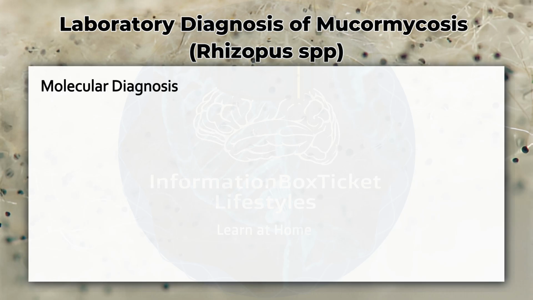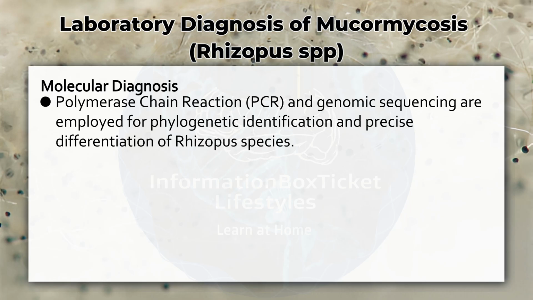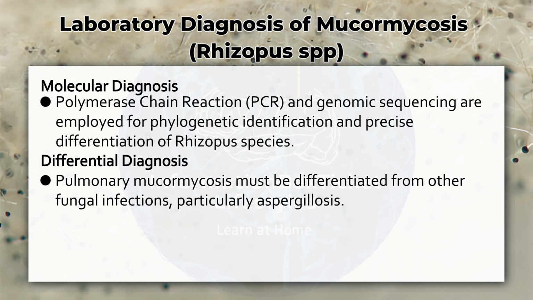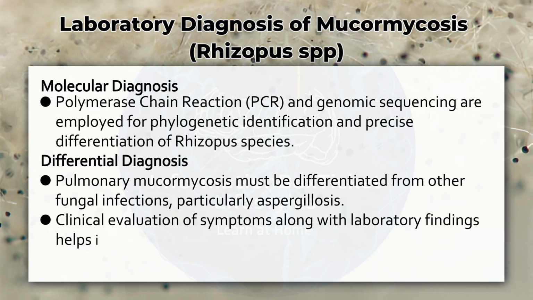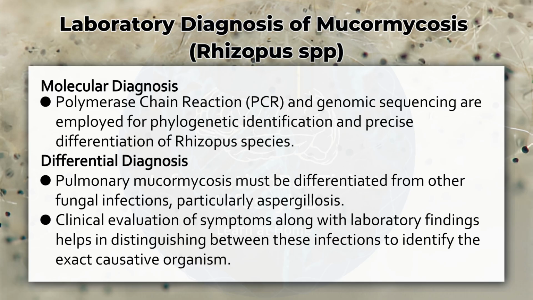Molecular diagnosis. Polymerase chain reaction, PCR, and genomic sequencing are employed for phylogenetic identification and precise differentiation of Rhizopus species. Differential diagnosis. Pulmonary mucormycosis must be differentiated from other fungal infections, particularly aspergillosis. Clinical evaluation of symptoms along with laboratory findings helps in distinguishing between these infections to identify the exact causative organism.